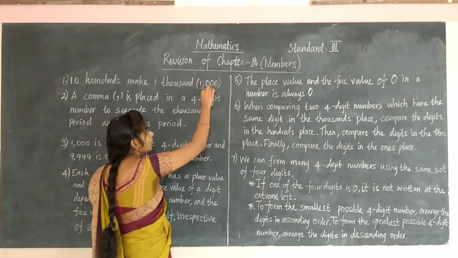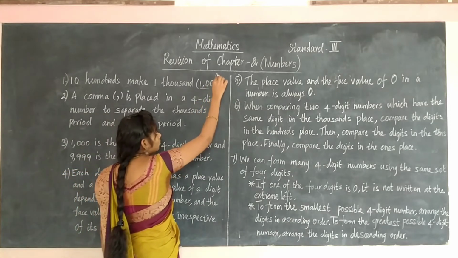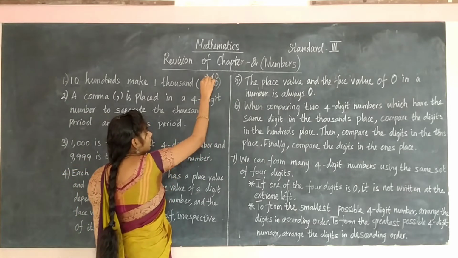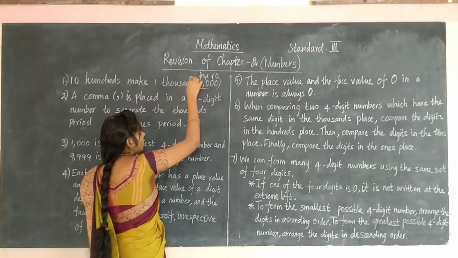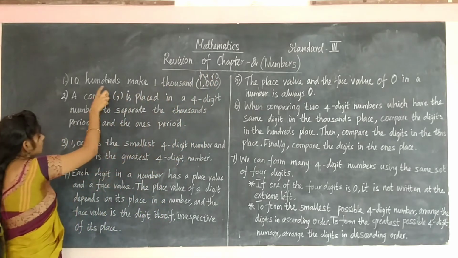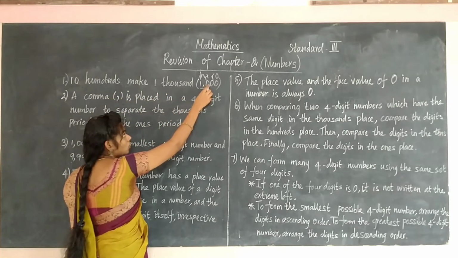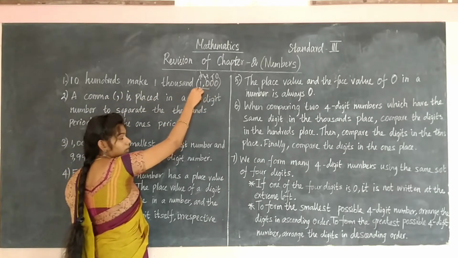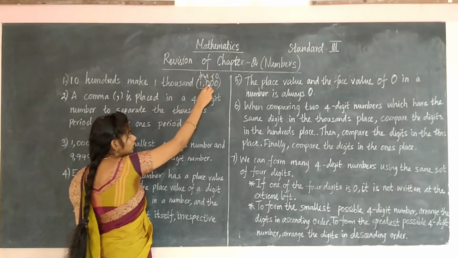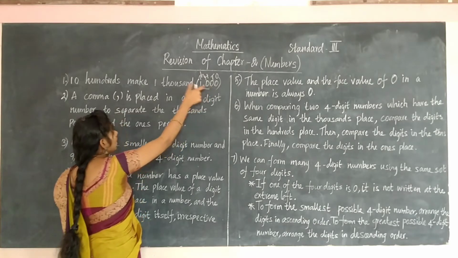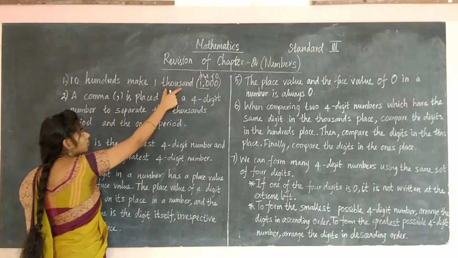So see the hundreds place. You know the place values: ones, tens, hundreds, and this is thousands. So we have to see the hundreds place. What is given here? 0. So we have to take the number before it also. What is the number given? 1. So the number is 10. So 10 hundreds will make the 1000.